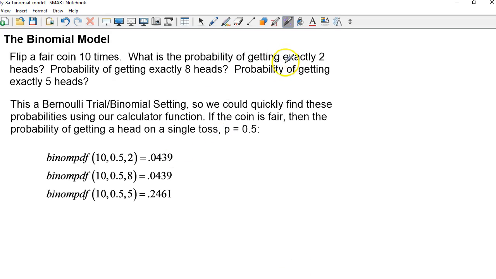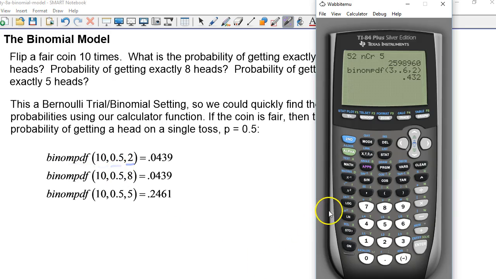So if I wanted to answer the question of the probability of getting exactly 2 heads, I would use Binomial PDF (10, 0.5, 2). Out of 10 tosses, 2 being heads with a 50% chance of getting heads. Let me do that one in the calculator real quick again for you. Distributions, scroll down to Binomial PDF. There it is. Make sure you pick the PDF version. We're going to talk about CDF in a second.